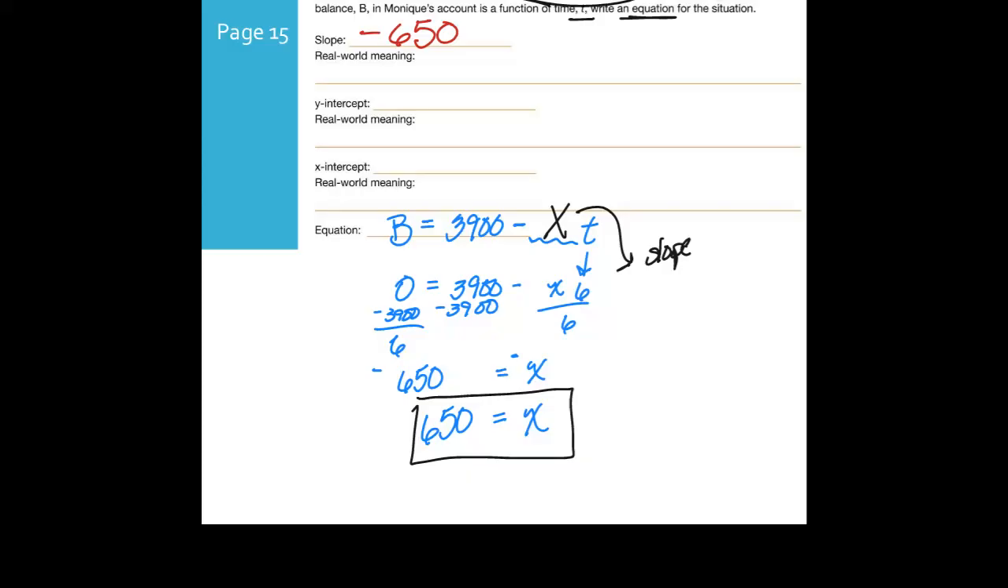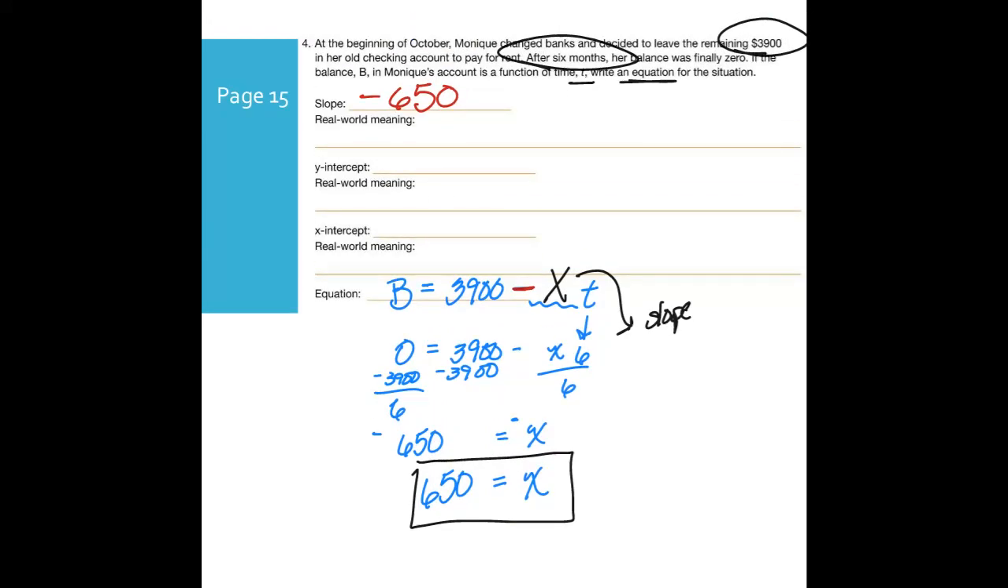650. Now, well then, why was x 650 here? Because we already had the subtraction sign in front. We knew that was being subtracted. So the slope is actually negative 650. What does that mean? She is paying $650 in rent each month.